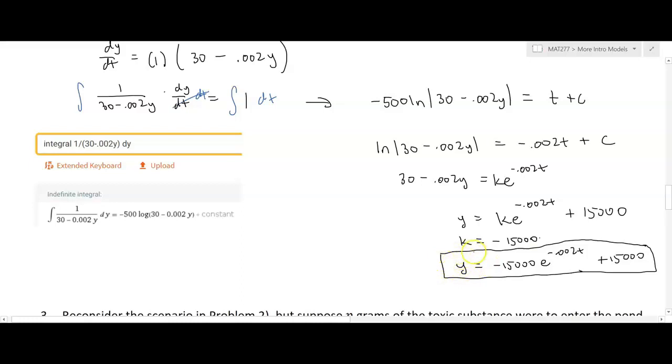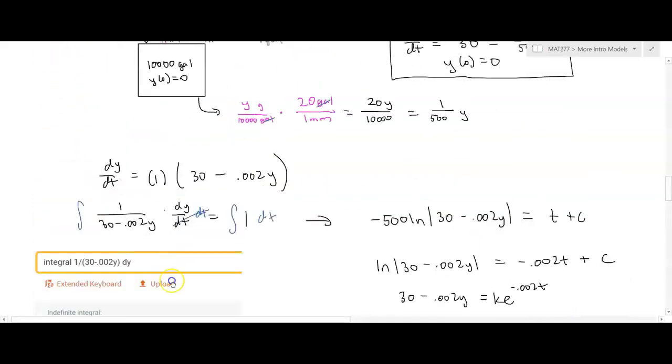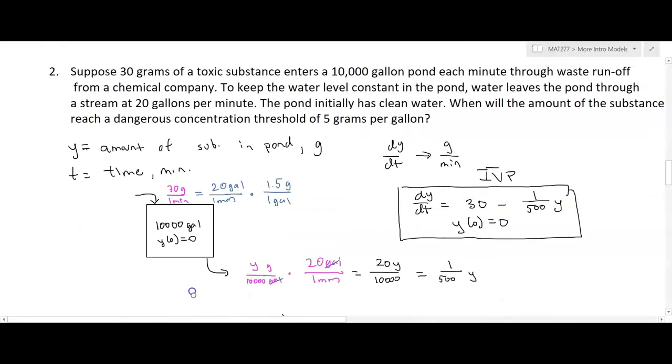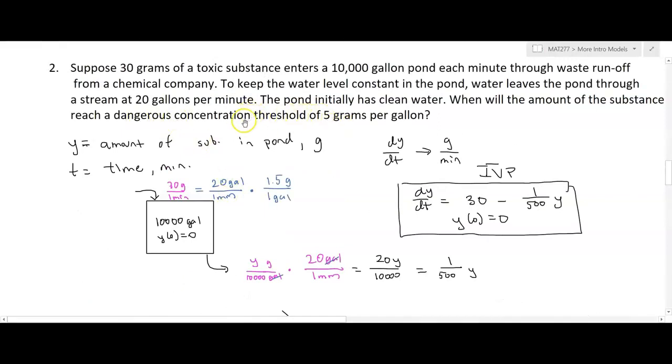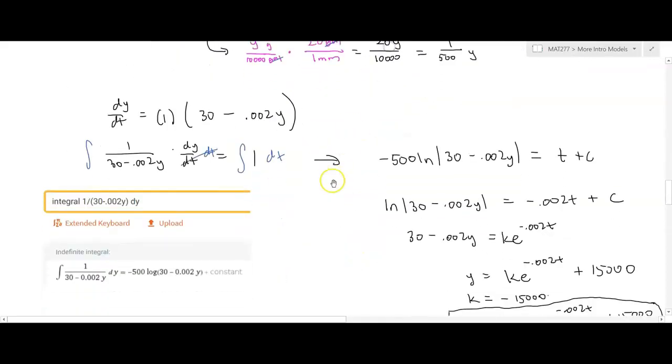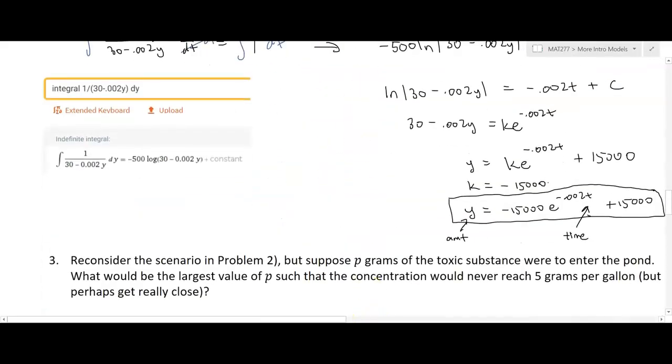Now remember, this gives me the amount. This is the amount as a function of minutes or time. And so if I want to know the concentration, remember I'm going to have to divide this by the amount of volume in that pond. Because I want to know not when does the amount of this toxic substance reach 5 grams, but when is the concentration of the substance 5 grams per gallon. So let's go ahead and analyze that.